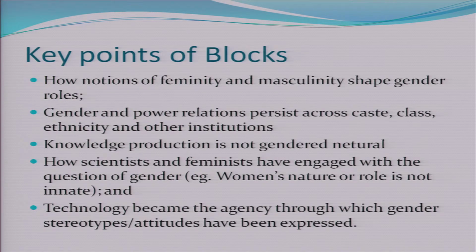So what are the key points of these 3 blocks? It looks at how notions of femininity and masculinity shape gender roles. For example, why a girl is behaving like a girl vis-a-vis a boy, right? There is a gender role, a gender socialization, happening. And with this, you could see that gender stereotypes or attitudes have been reflected across different institutions, and science is also part of such a structure.